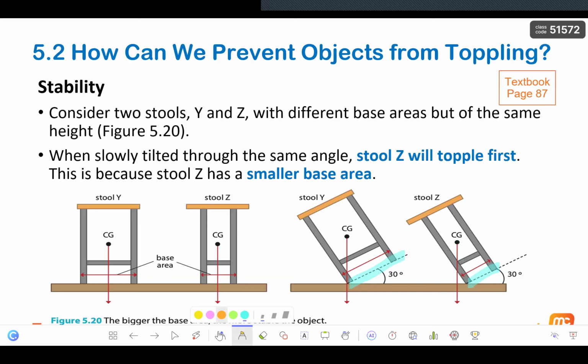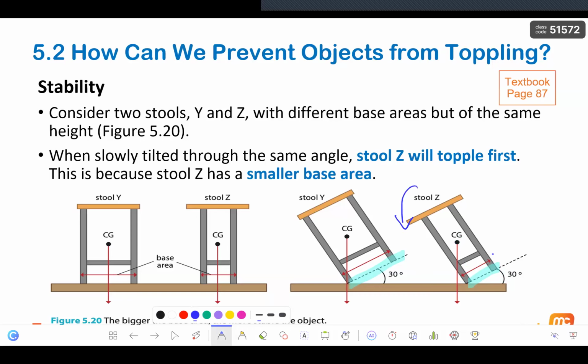Because there will now be a resultant clockwise moment caused by the weight. The weight is now to the side of the pivot, so it will have a clockwise moment. This stool Z will topple. So stool Z will topple first because it has a smaller base area. So in order to be stable, I need to have a big base area.